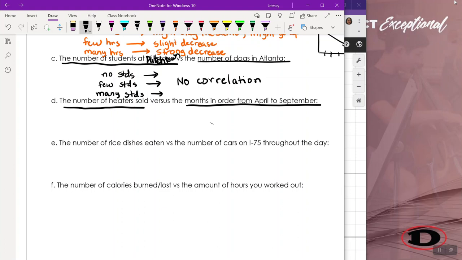Because the number of heaters sold stays pretty constant during those months, right? And the temperatures affect how many heaters you sell. The minute the temperatures go down, the number of heaters should go up. Exactly, right? So yes, there is a correlation. There is a direct correlation, positive.